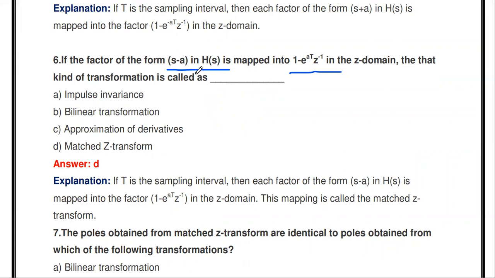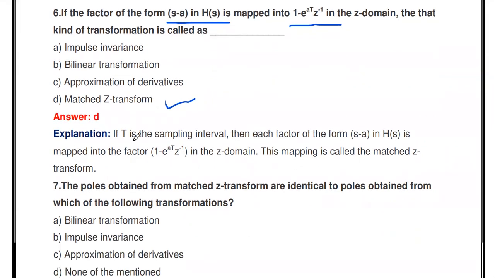This type of transformation is called the matched Z transform, where T is the sampling interval. Each factor, S minus A in H of S, is mapped to 1 minus e power AT Z inverse in the S domain. So this mapping is called the matched Z transform.